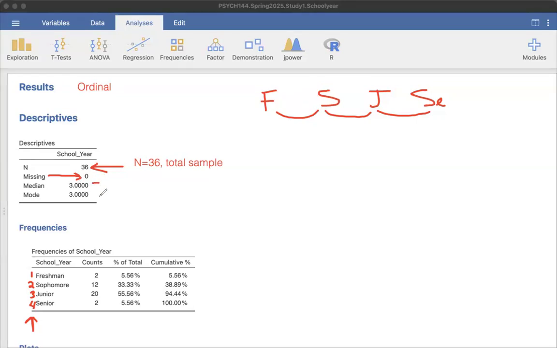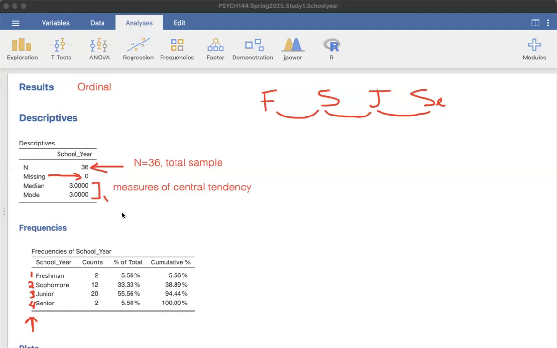Median, these are our measures of central tendency. So again, our measures of central tendency are measures that tell us about the center of the data set. And they're actually the same here. So this is telling us that the median and the mode are 3. But it's really important not to report the number because the number isn't actually what matters here.